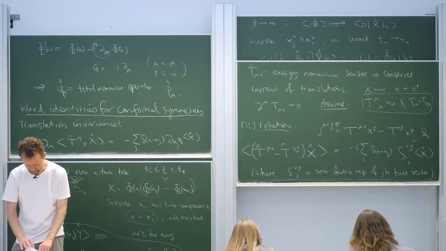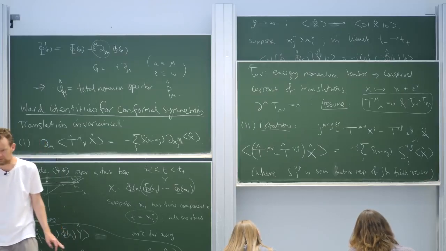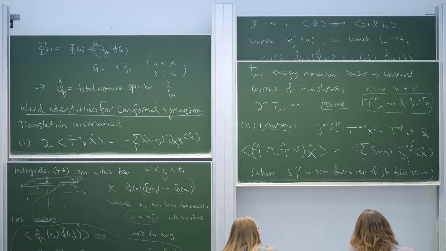And the third and final Ward identity, we're not actually going to bother with special conformal transformations, pertains to dilations.